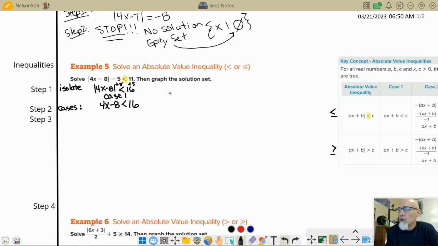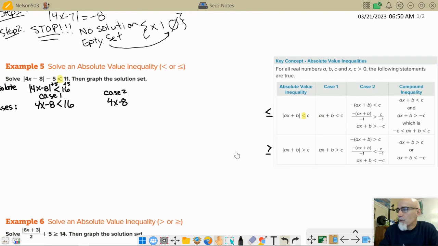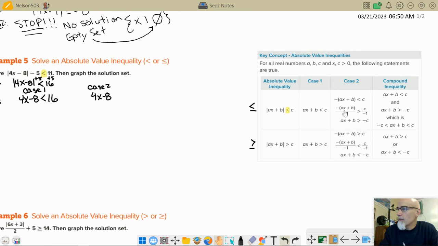All right, now case 2 is if 4x minus 8 is a negative number, then what I would need to do is multiply this by -1 to make it a positive. That's what the absolute value is going to do. It's going to make it a positive number. But instead of multiplying the left side by -1, I'm going to do 2 steps in one right here. I'm going to multiply the left side by -1, but I'm also going to divide by -1 on both sides.